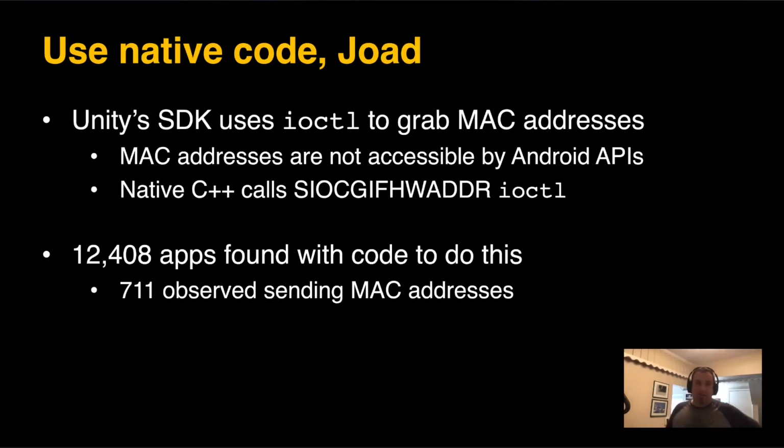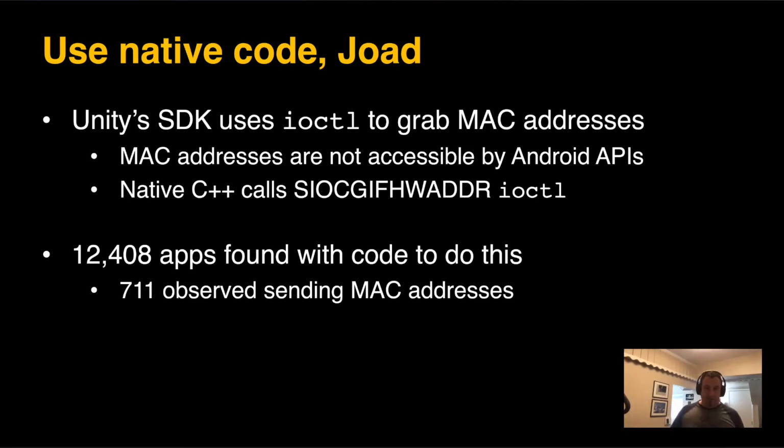Another one that we found is looking at native code. Unity is in a ton of apps. We actually found over 12,000 apps that had code to transmit the MAC address, which is something that theoretically isn't readable by apps and hasn't been since Android 6. Starting in Android 6, when apps tried to access the MAC address, they get this string of 020000 and so on. But we noticed that apps were sending the real MAC address to Unity's servers.